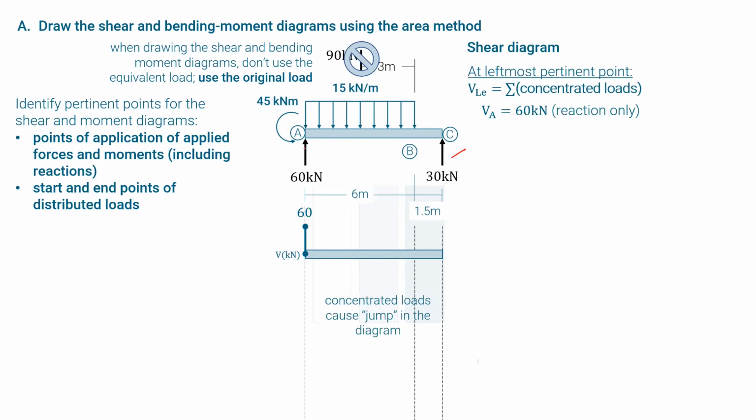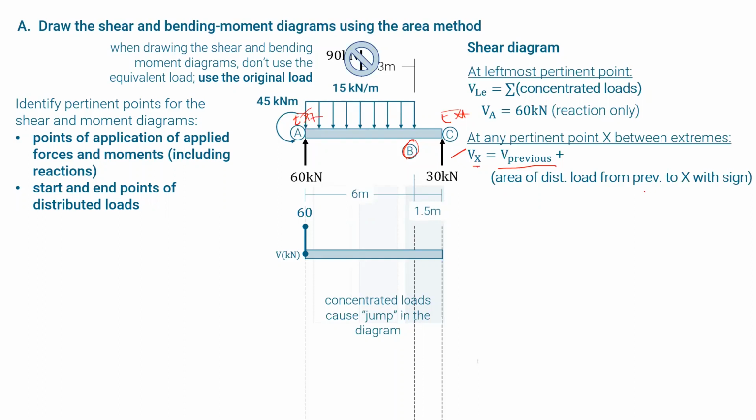Next, so we're going from left to right, no? So tapos na tayo sa A. So doon sa mga points in between the extremes. So ito yung dalawang extreme natin, no? Extreme, extreme. Ito yung mga points sa gitna. Point B lang yung meron tayo ngayon. So at any point X between the extremes, yung shear at X is equal to yung pinanggalingan, okay? V previous plus area ng distributed loading from previous to X with the sign. Negative pag downwards yung distributed load, positive pag upwards.